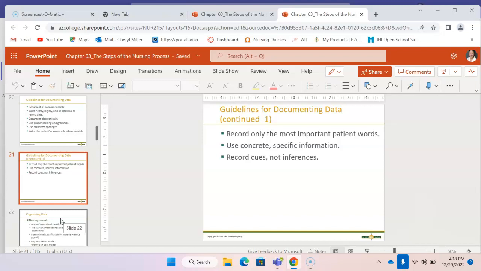The patient was anxious. That's an assumption unless they tell me that. Okay? The patient was heavy breathing. The patient was tachycardic. Record cues. Okay? The patient's depressed. What does that mean? Okay? Don't use words that can be misinterpreted.